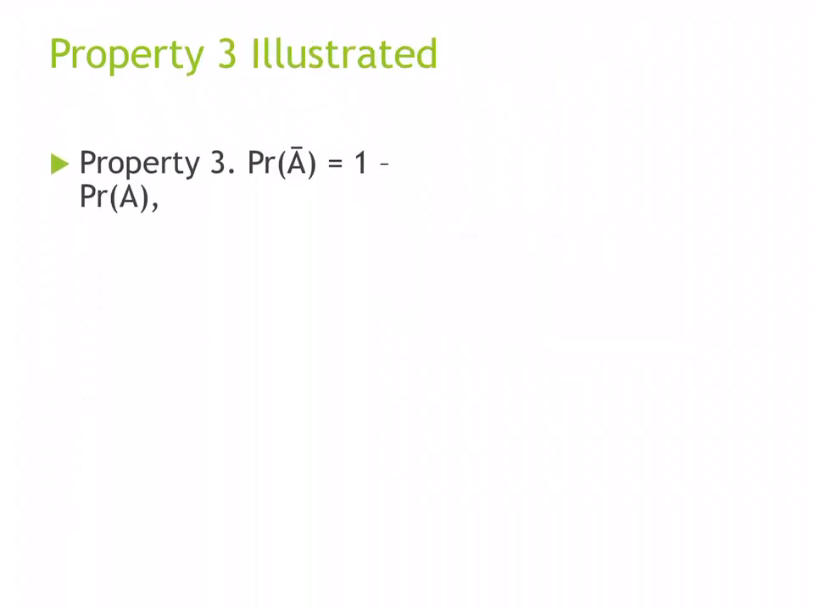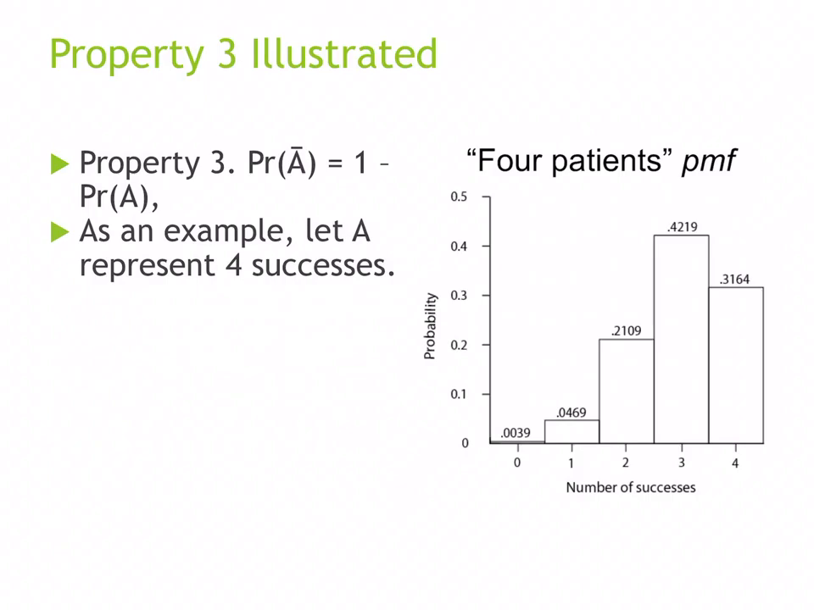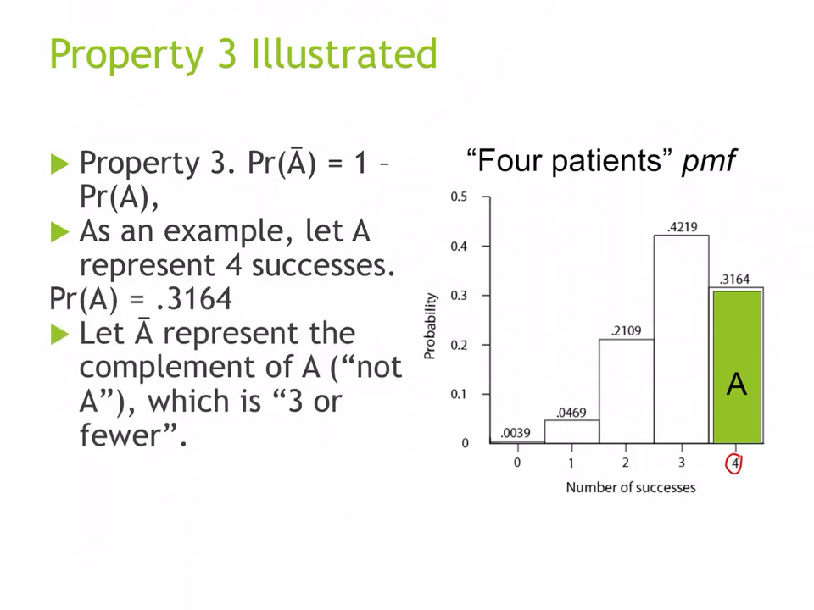Property 3 illustrated. Property 3 is the probability of the complement A is equal to 1 minus the probability of A. So here's your 4 patients, PMF. Here's our probability table. So as an example, let A represent 4 successes, shown here. So 4 successes, and here's your A, the event A, equaling 0.3164. Let the complement of A represent the complement of A, which is not A, which is 3 or fewer.